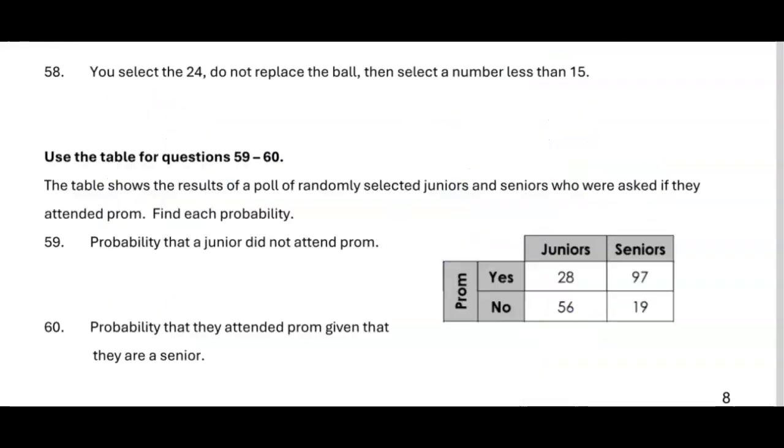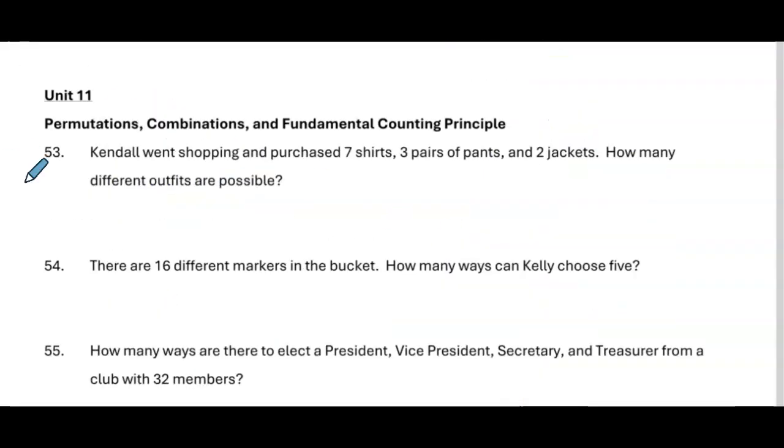All right, over to page 8. All right, so looking at number 53, it looks like I have multiple categories. I have shirts, I have pants, and I have jackets. So when I have multiple categories, I need to multiply all three. It's called the fundamental counting principle. So I take the 7 shirts, I multiply it by the 3 pants, and I multiply it by the 2 jackets.